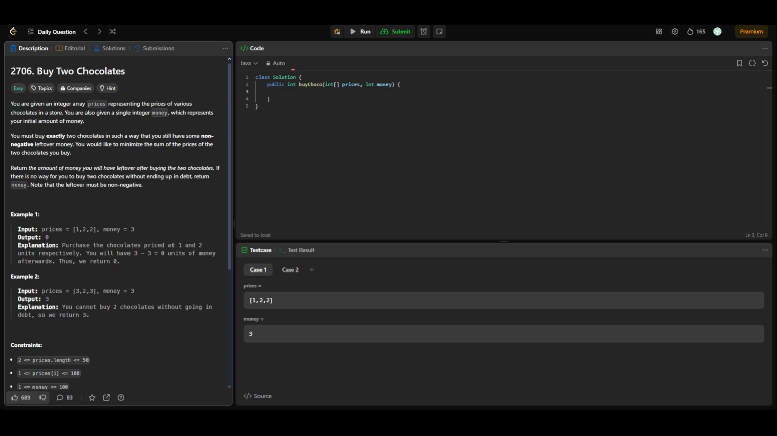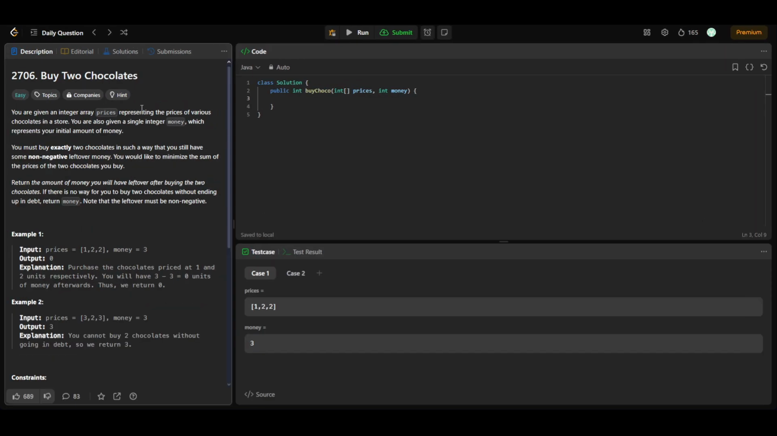Okay, so hello people. Today we will be solving LeetCode daily question 2706, that is Buy Two Chocolates. We are given an integer array prices representing the price of various chocolates in the store, and also a single integer money which represents the initial amount of money.